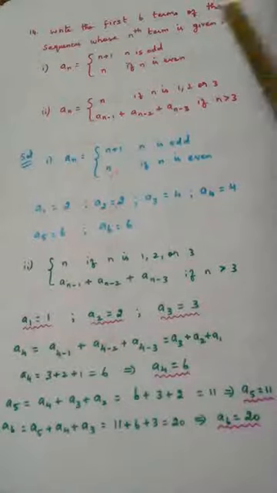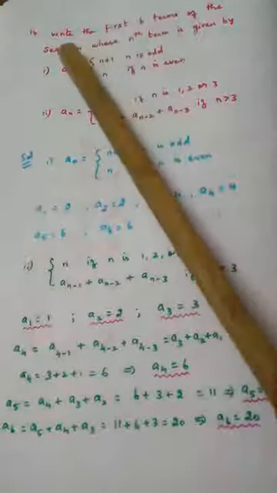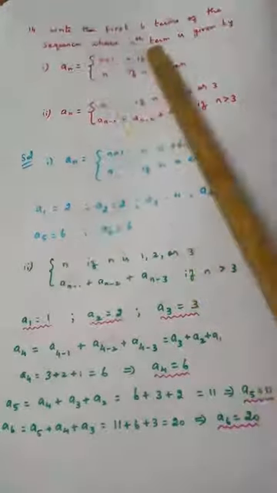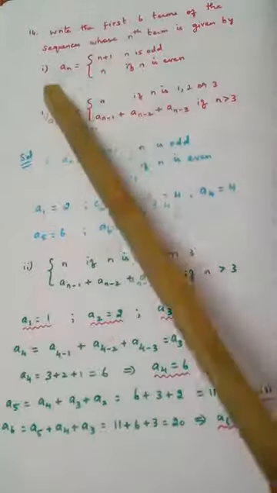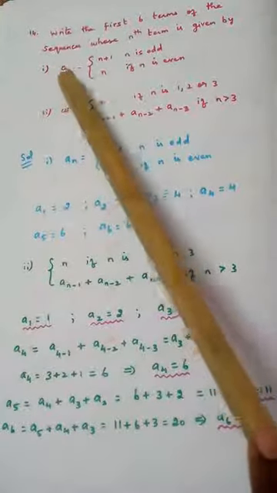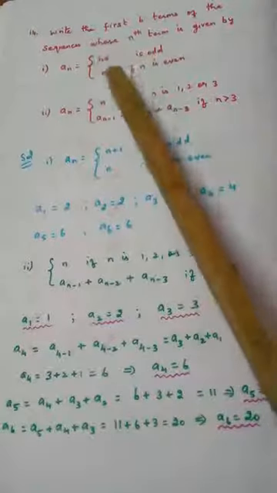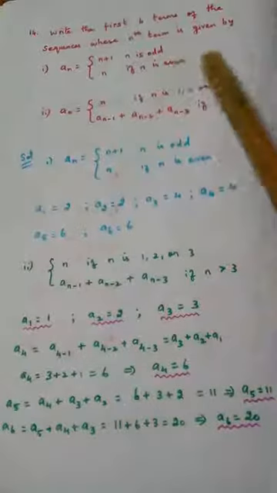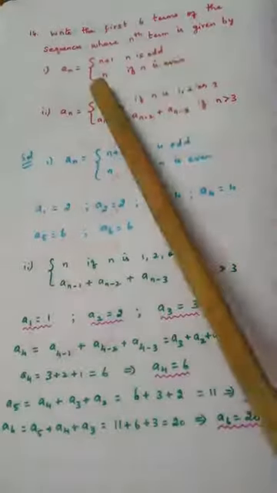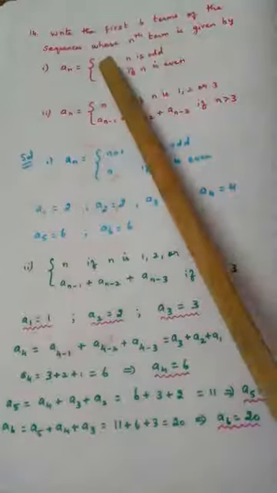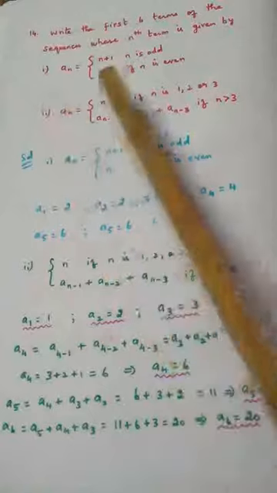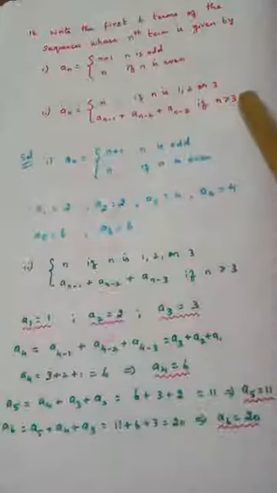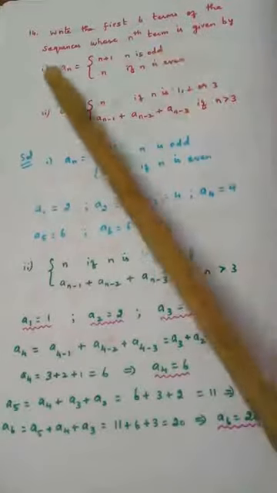Question number 14. It is also like the same problem as the previous one. Write the first 6 terms of the sequences whose nth term is given by. Again the same model sum, but they have given it in a slightly different way. An is split into two things: n plus 1 if n is odd, n if n is even. So if n is an even number, we should use this formula. If n is odd, use this formula. That is the meaning. And in the second subdivision, an is n if n is 1, 2 or 3, and they have given a formula if n is greater than 3. So two subdivisions are there. We will take the first subdivision now.